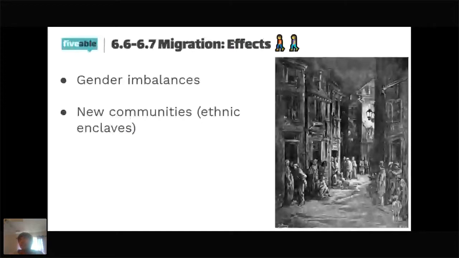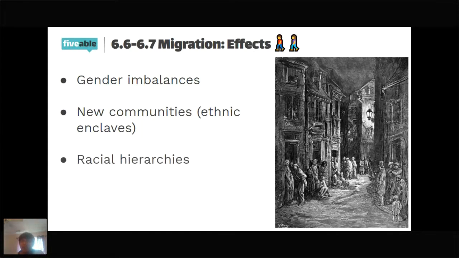If we see Algerians in France, if they're banding together, they actually have their own Algeria town. Imagine something like that. They have their own town or community within them. We call them an ethnic enclave.